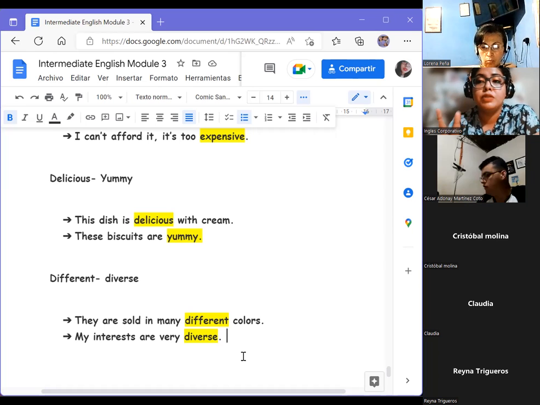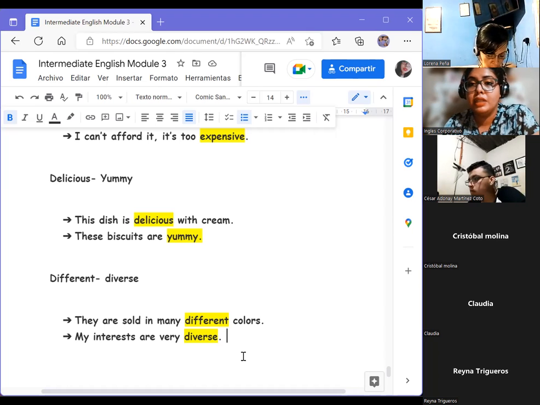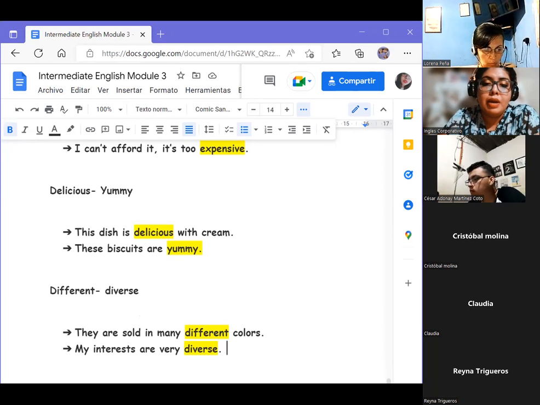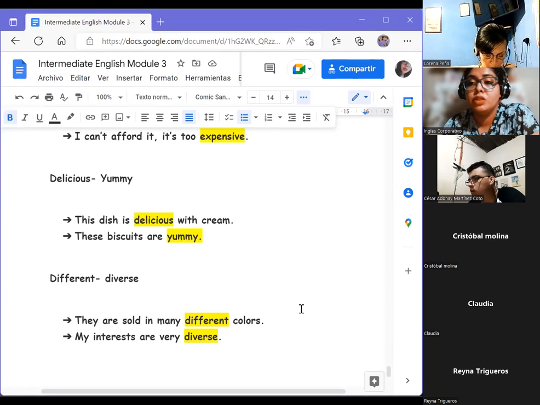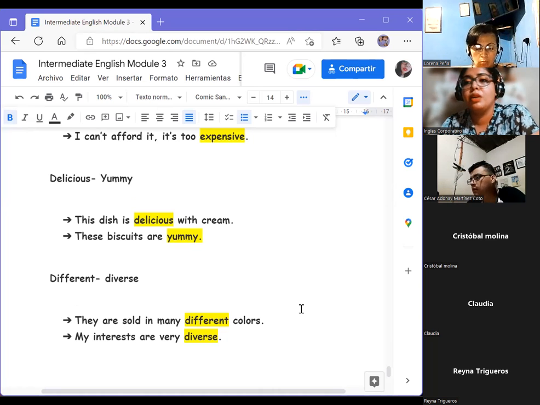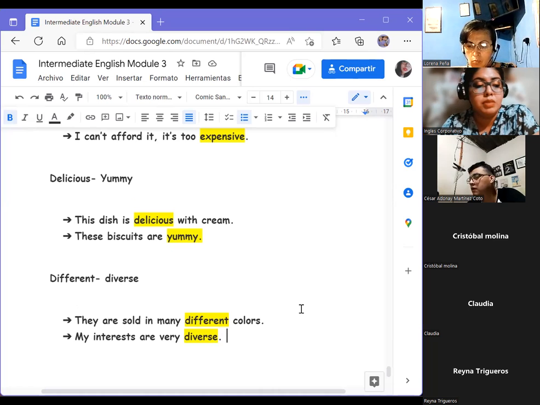So in that case, we have two options to use when we are using this kind of words. But the main purpose of using synonyms is to make the conversation kind of interesting, because we are going to use different words and we are not going to repeat the same word many times.